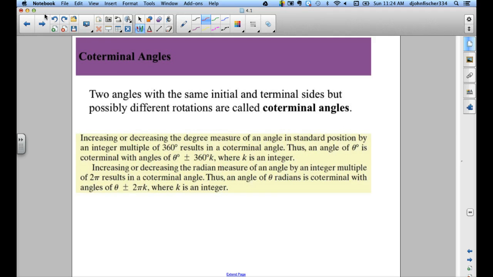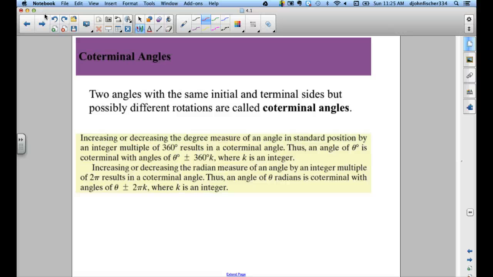Now a few more definitions here. Two angles with the same initial and terminal side but possibly different rotations are called coterminal angles. Increasing or decreasing the degree measure of an angle in standard position by an integer multiple of 360 results in a coterminal angle. Thus an angle of theta is coterminal with angles of theta plus or minus 360k, where k is an integer. Increasing or decreasing the radian measure of an angle by an integer multiple of 2 pi results in a coterminal angle. Thus, an angle of theta radians is coterminal with angles of theta plus or minus 2 pi k.